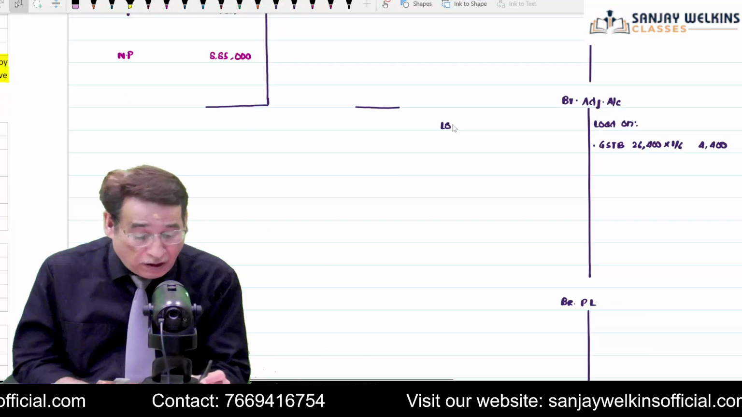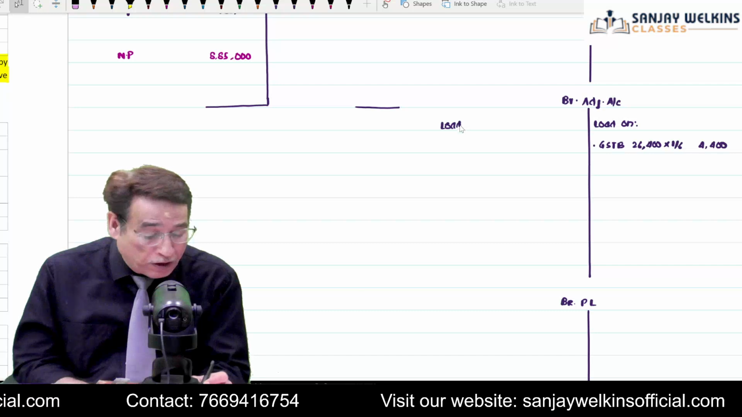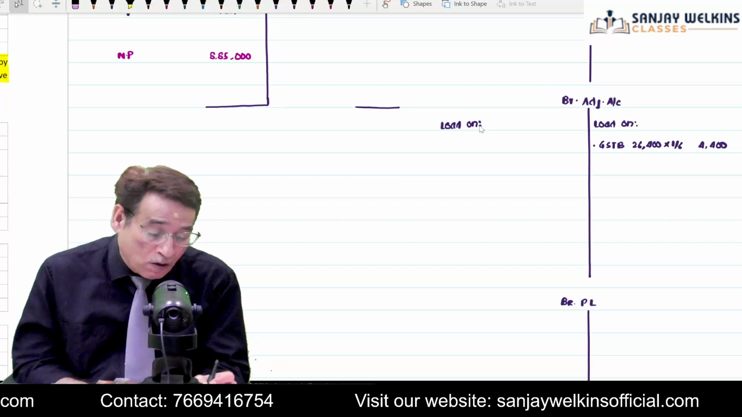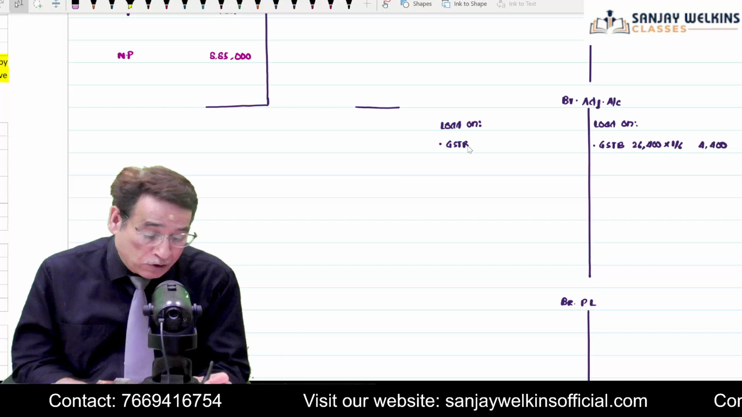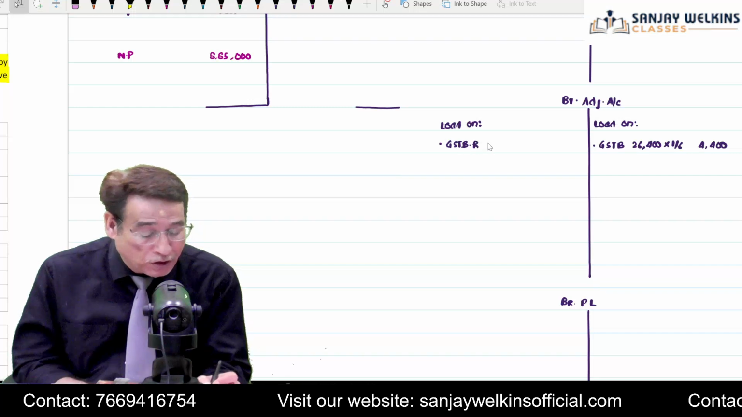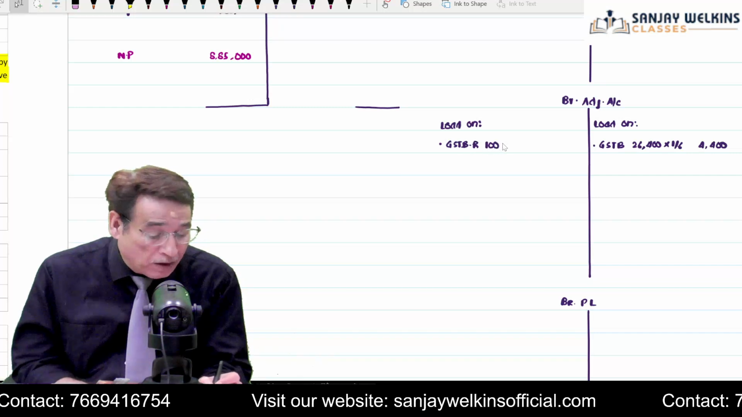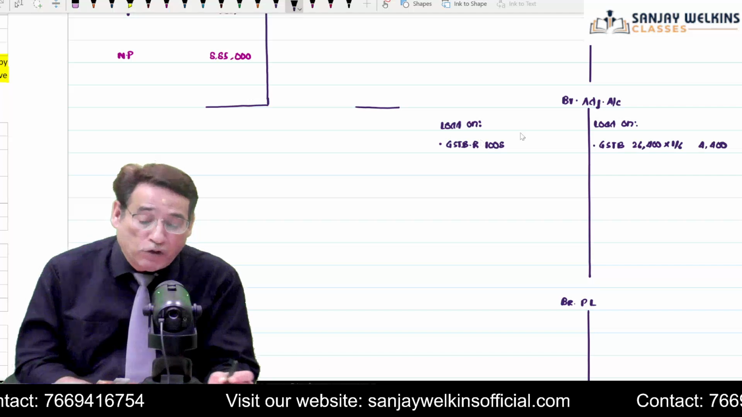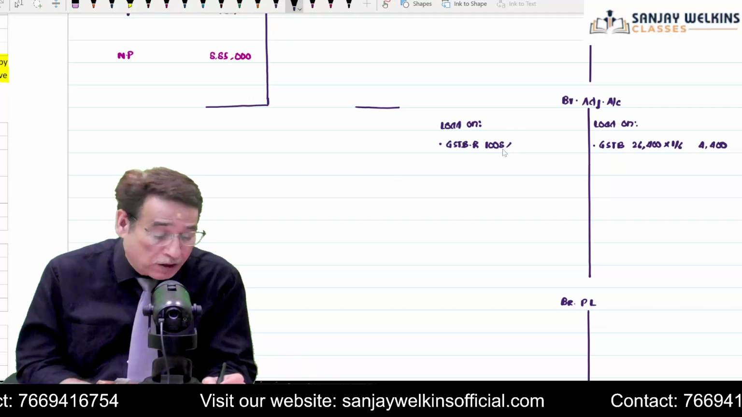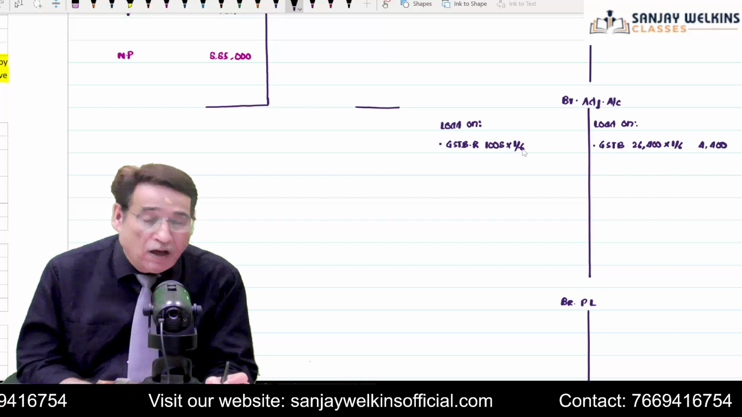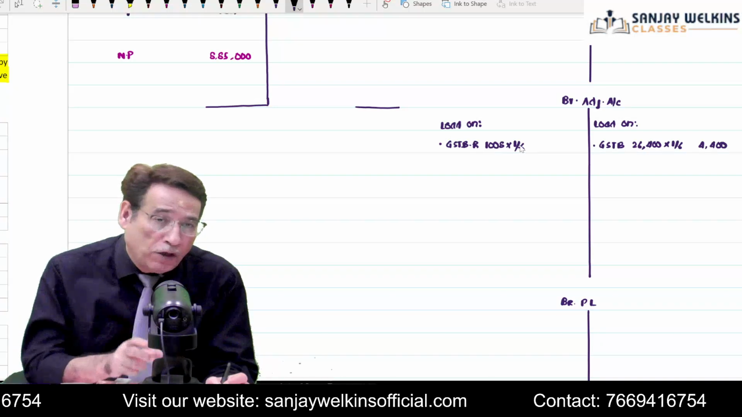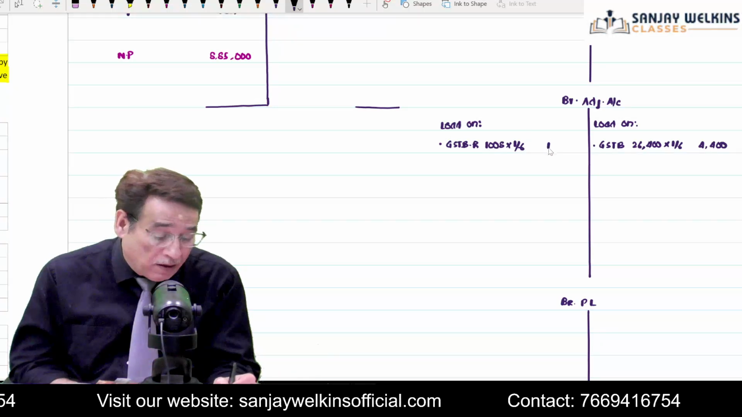Again, now I will have to write the loaded part over here, load on goods sent to branch account, goods sent to branch returns. So such goods which have been returned, their invoice price is 1008, which we just computed. And now in order to find out the loaded part, I need to apply the rate of loading on invoice price. So we will still get 168.